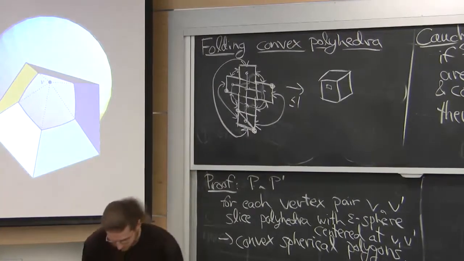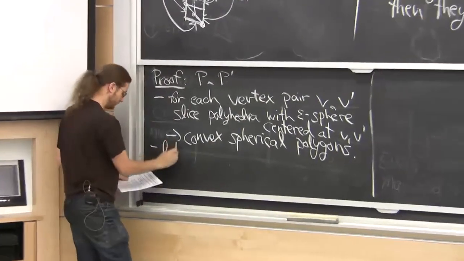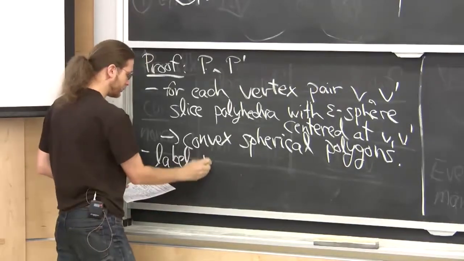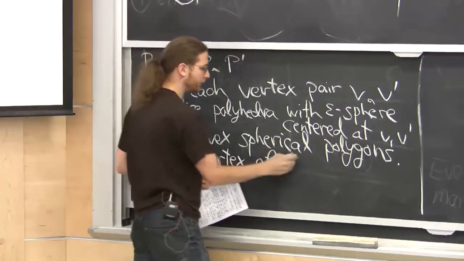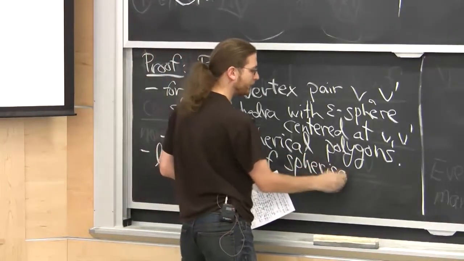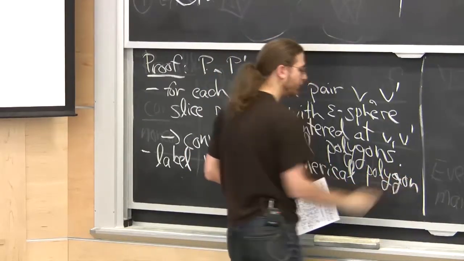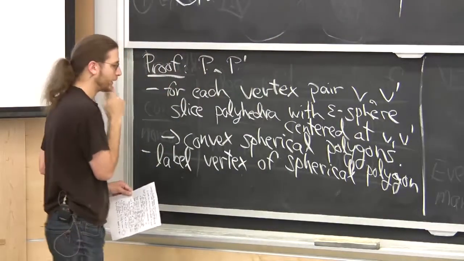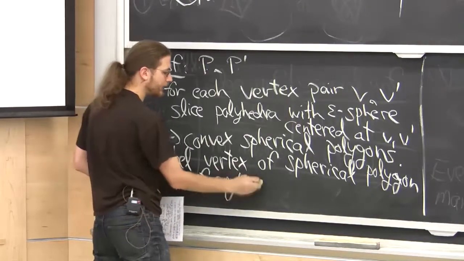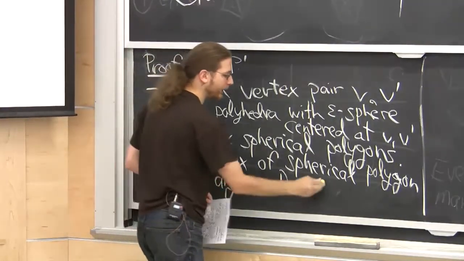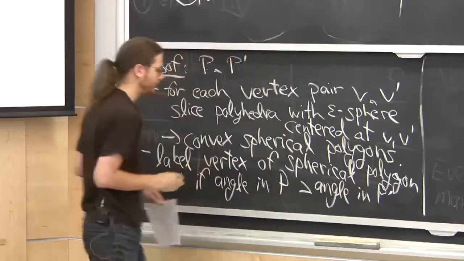And I want to label each vertex of a spherical polygon. So I have n of these spherical polygons for P, n of them in P prime. Let's look at them in P. I'm going to label it plus if the angle there in P is bigger than the angle in P prime. Remember, I have a correspondence between everything in P and everything in P prime.